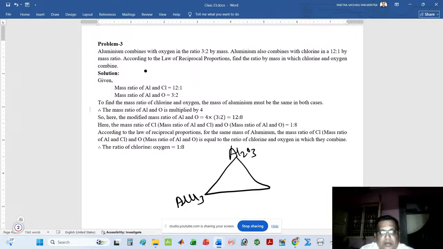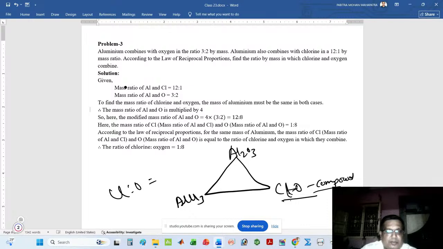According to the law of reciprocal proportion, find the ratio by mass in which chlorine and oxygen will combine. That means think about the chlorine oxygen compound. What compound? In the question it is not given, but the only thing given is the chlorine oxygen compound. This is your chlorine and oxygen compound. Look at that. Our target is to find the ratio of chlorine and oxygen. Clear?